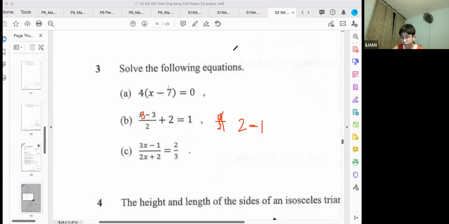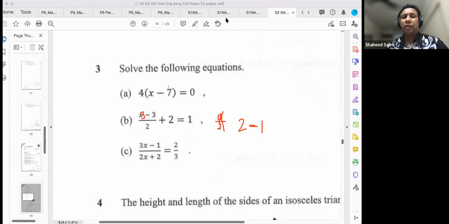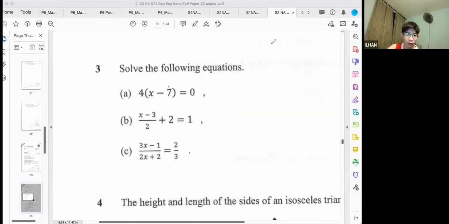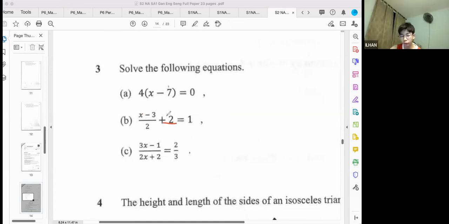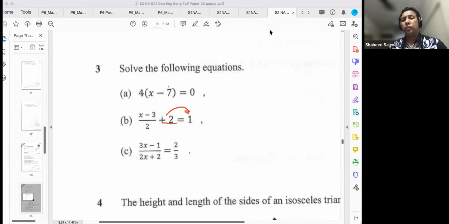Can I just have a look at your working? Or you want to try again? You have to make the fraction the same. Or you can bring this over also. You can bring this over also. Up to you. Alright.